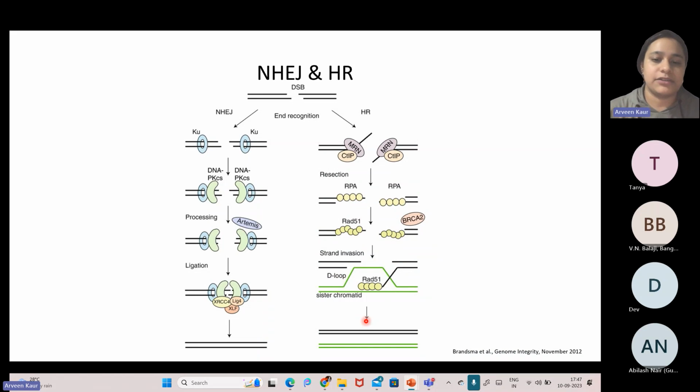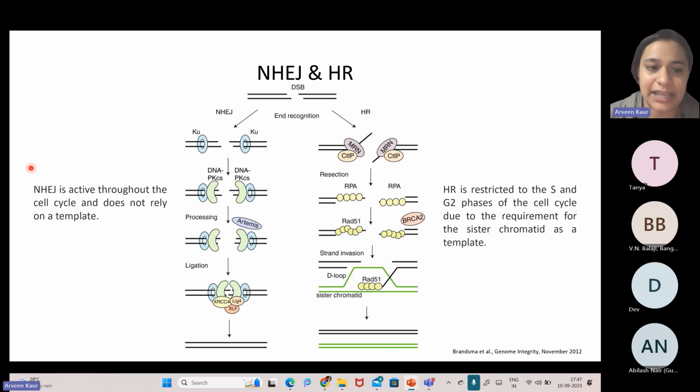After that, what we receive from this process is two complete DNAs in which such a deletion has not occurred, because it has used homology from its adjoining sister chromatid to rebuild what it had lost due to a double-stranded break. So NHEJ is active throughout the cell cycle and does not rely on a template. Homology-dependent repair, however, relies on a template strand to rebuild the DNA that has been lost. It is restricted to the S and G2 phases of the cell cycle due to the requirement for the sister chromatid as a template.